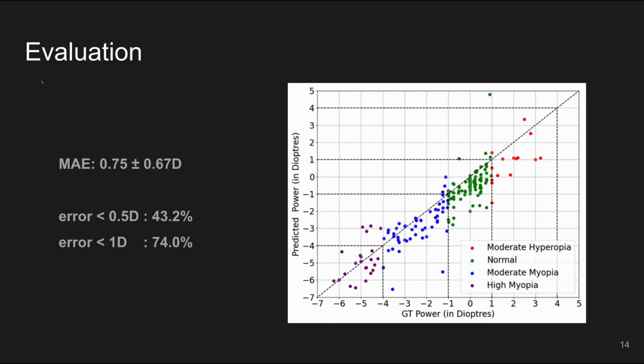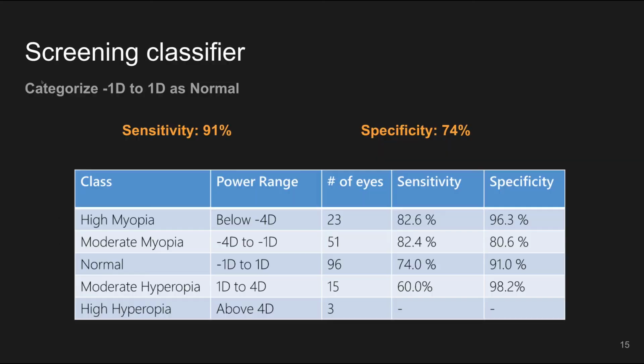We evaluated our system on 185 distinct eyes obtained from 128 patients with a mean age of 30. Here is a correlation plot of the predicted refractive power from our system versus the ground truth obtained from subjective refraction. The mean absolute error of the prediction was 0.75 diopters. Note that 43.2% of our predictions were within 0.5 diopters, while 74% were within 1 diopter.